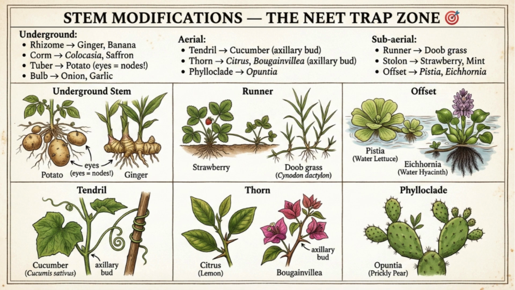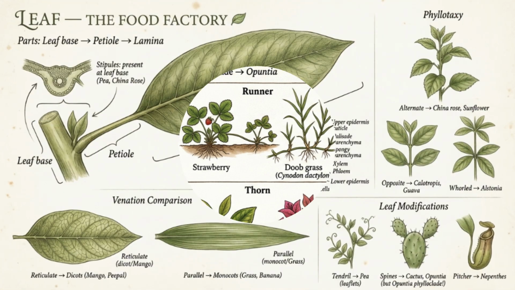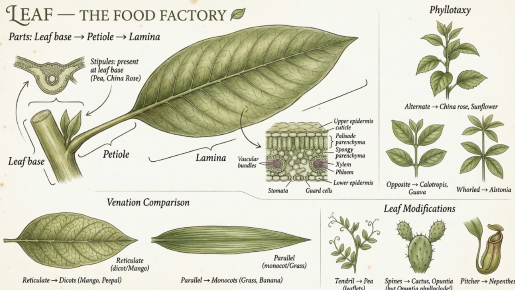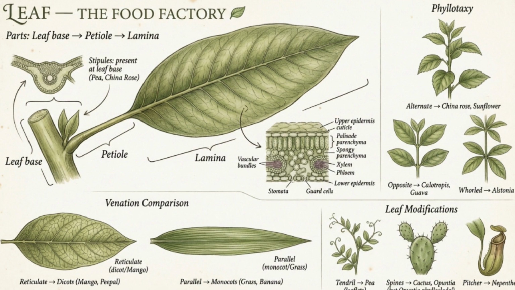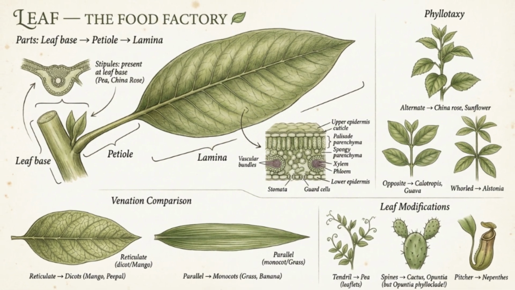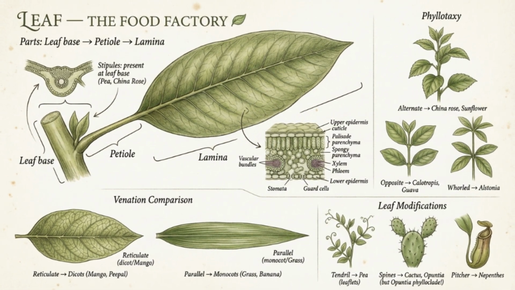Subaerial, runner, stolon, offset, all look similar, but location and plant differ. Pistia and Eichhornia form offsets. Strawberry forms stolons. Next, leaves. Simple versus compound is a classic NEET question. The key rule, if the axillary bud is at the base of the whole structure, it's a compound leaf. If there's no bud at the base of each leaflet, they're leaflets, not separate leaves. Venation, reticulate in dicots like mango, parallel in monocots like grass.